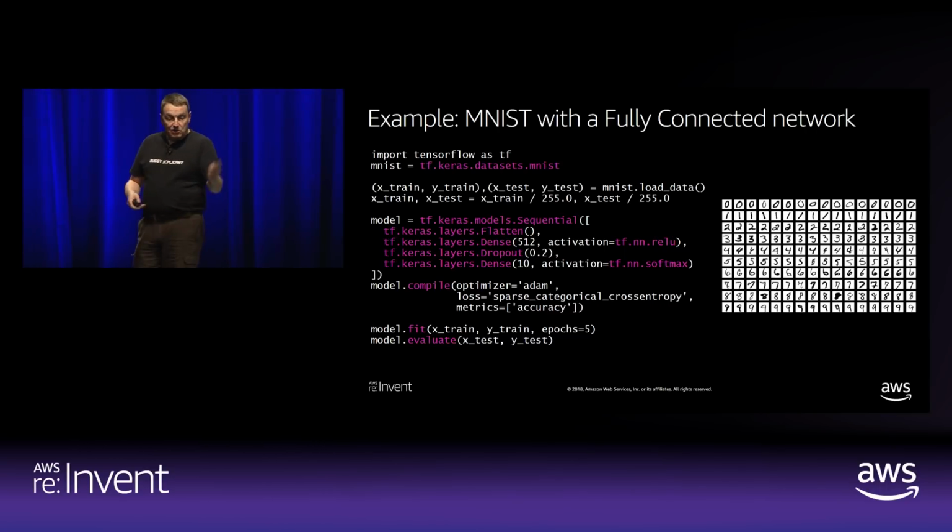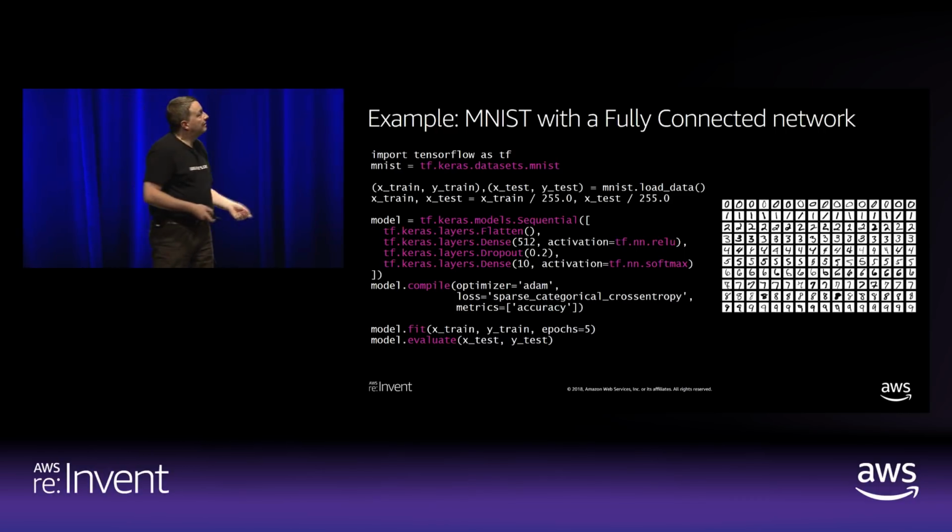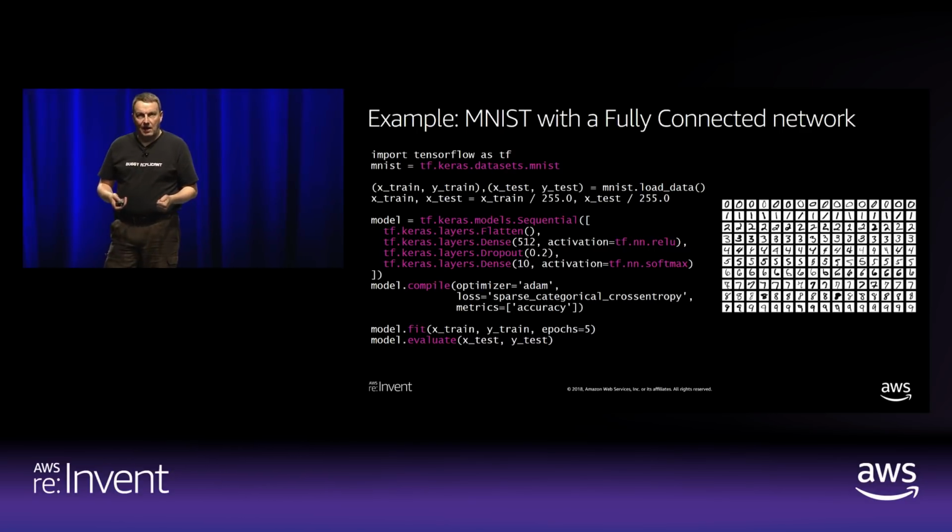Okay? And then I just train for 5 epochs. Why not? And then I score the model against the test set. Okay, and that's all it takes. This is really basic, but this gets to decent accuracy.